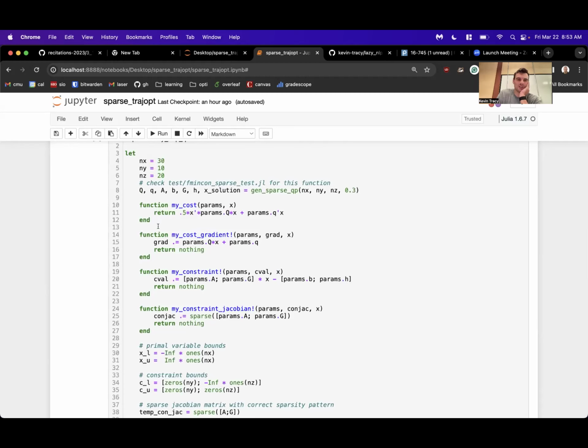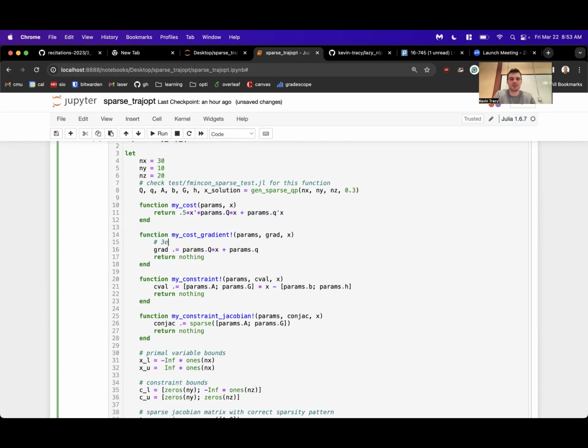So the way I write these functions is a little different and a little more difficult. And so what I'm about to say is that we have a much faster way to solve these problems, but we have to do a little bit of work to make our constraint and cost functions satisfy this and, I guess, play by the rules. So the cost function is the exact same. It's a normal cost. My cost gradient, I'm going to edit grad in place.